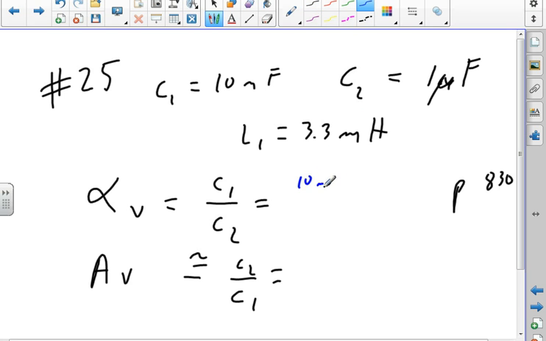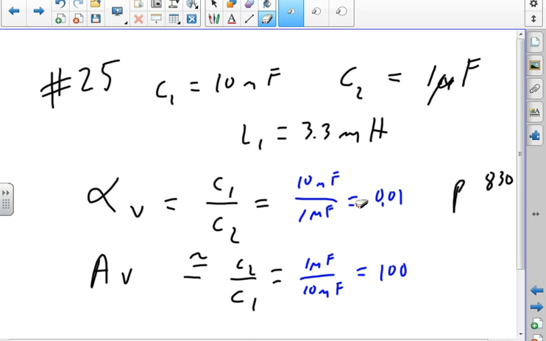10 nano divided by 1 micro, 0.001. 1 micro divided by 10 nano, 100. I think the decimal point goes there, though, doesn't it?